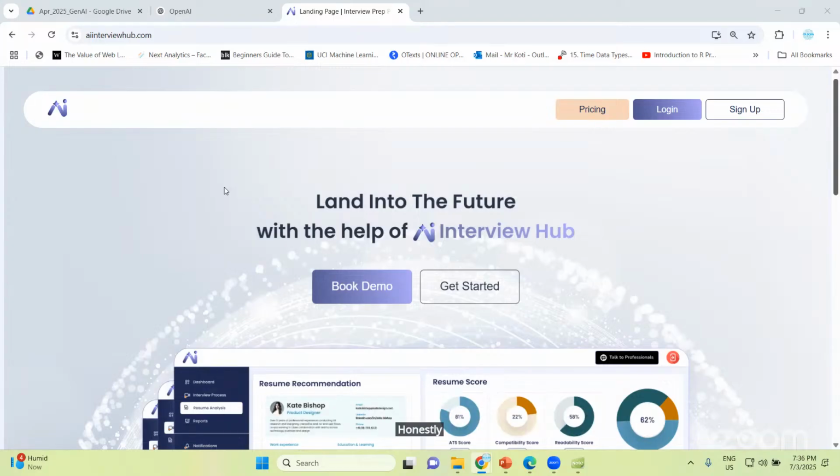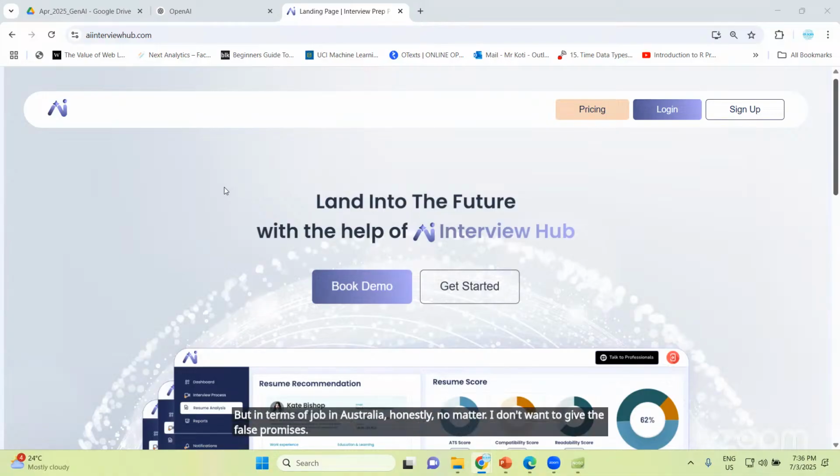What we can do is help you get more calls using LinkedIn. We can design a portfolio, prepare a resume, help you crack interviews, and take your mock interview. But in terms of a job in Australia, honestly, no, madam. I don't want to give false promises just because you join the course, just because of money.